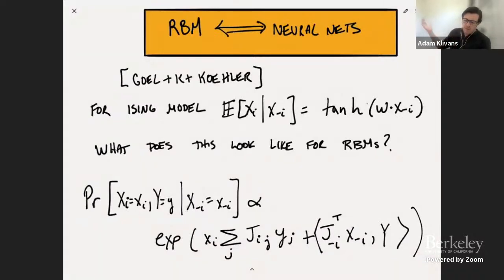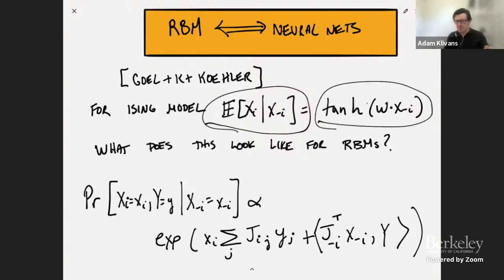So let me show you one possible approach. And again, this is taking a neural network approach to learning RBMs. This is from a paper with Sarvi and Frederic. If you recall, for Ising models, when we looked at the conditional distribution on xi given x minus i, we showed that this was a sigmoid, or here, I've written tanh of the inner product of w and x minus i. It's a very simple one unit neural network. You could ask, what does this conditional distribution look like for an RBM? Maybe it's a class of neural networks that we can solve.